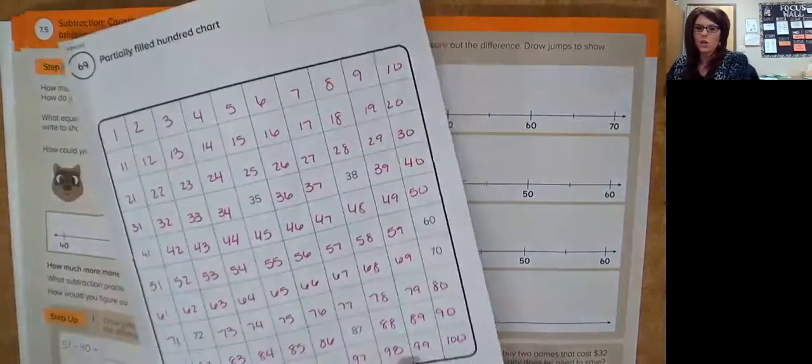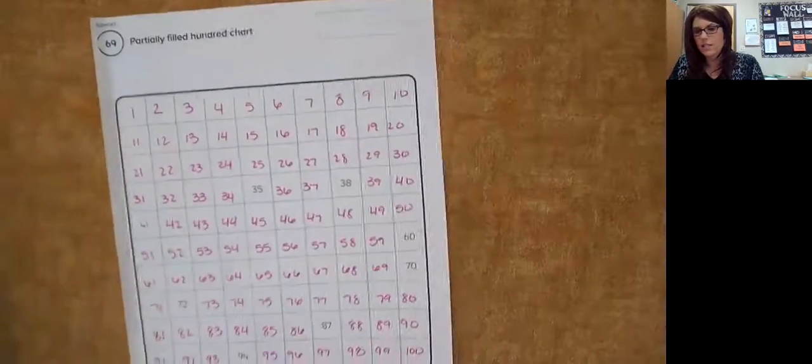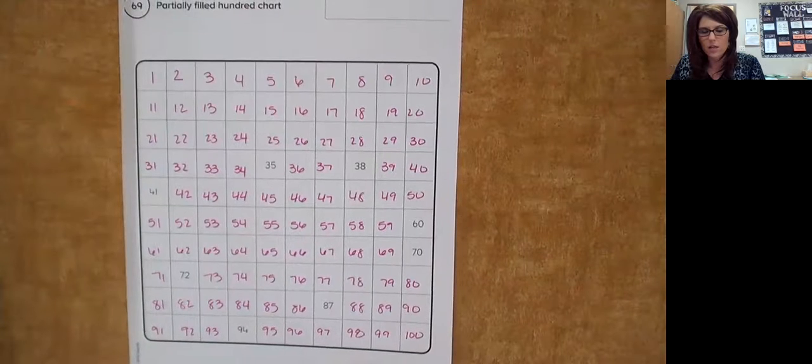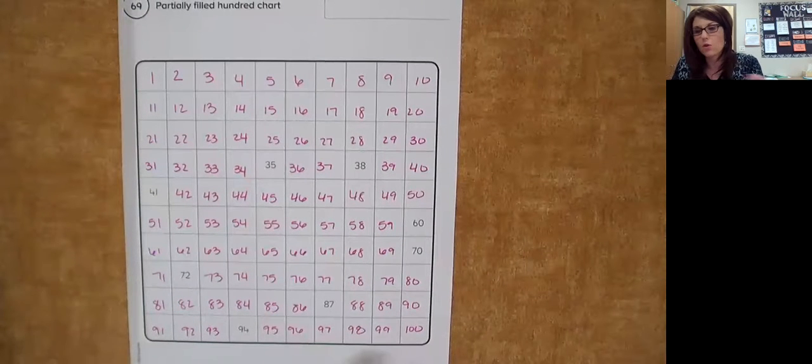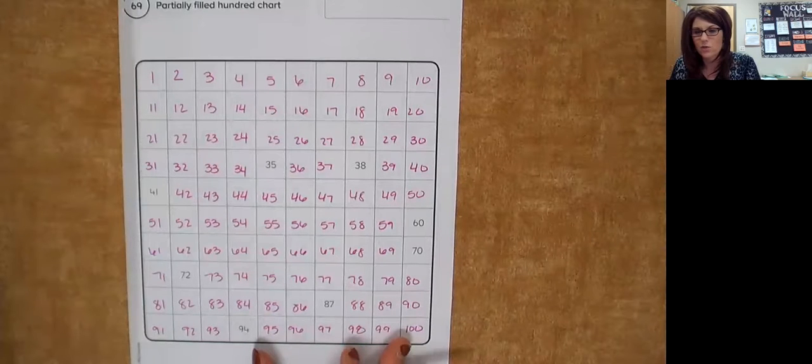On your hundreds chart, we all made one of these in class this week. A group already made theirs. B group, you will make yours when you come with me on Thursday. So B group, you'll start these lessons when you come in with me, and you can do this one next week.